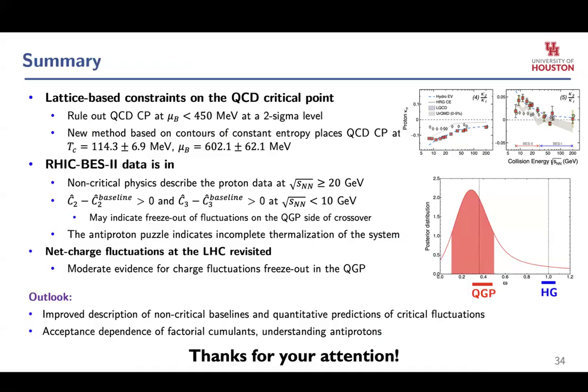if we attribute these deviations to critical behavior. There is an antiproton puzzle, a huge difference between protons and antiprotons, which we cannot describe in the standard scenario of single fluid hydro. And net charge fluctuations at the LHC are revisited and show moderate evidence that the result of those fluctuations happens in QGP. So an improved description of the baseline will be important to draw more conclusions from BES-II data. And acceptance dependence of factorial cumulants is another possibility in addition to beam energy dependence, which will also hopefully help us understand antiprotons better. Thank you.